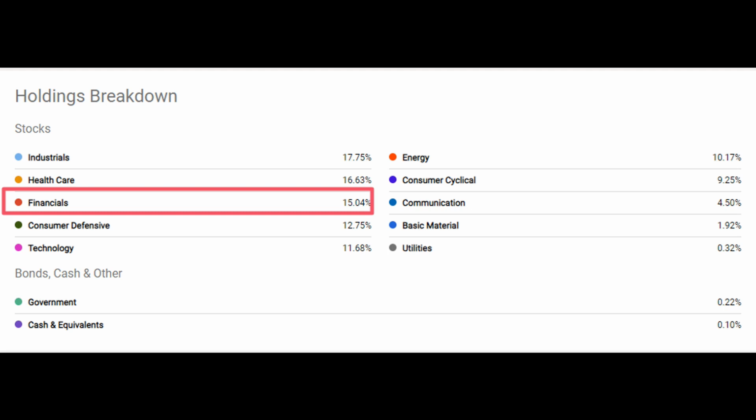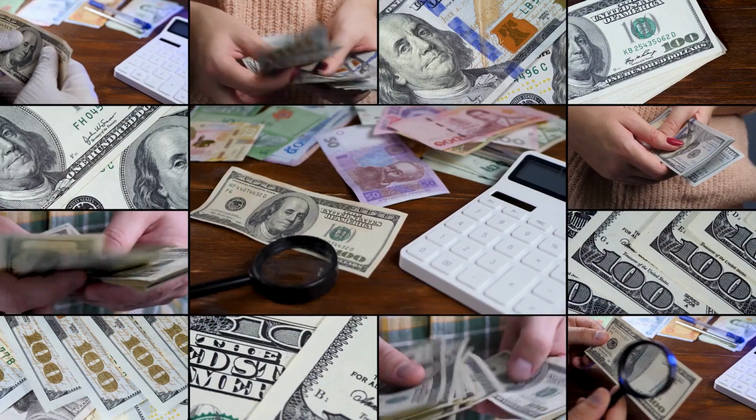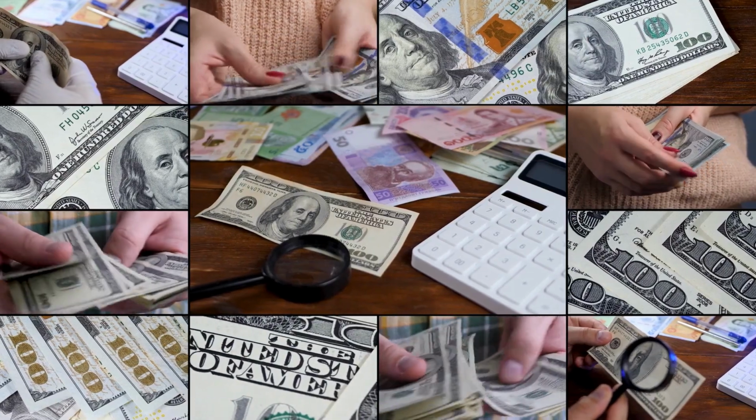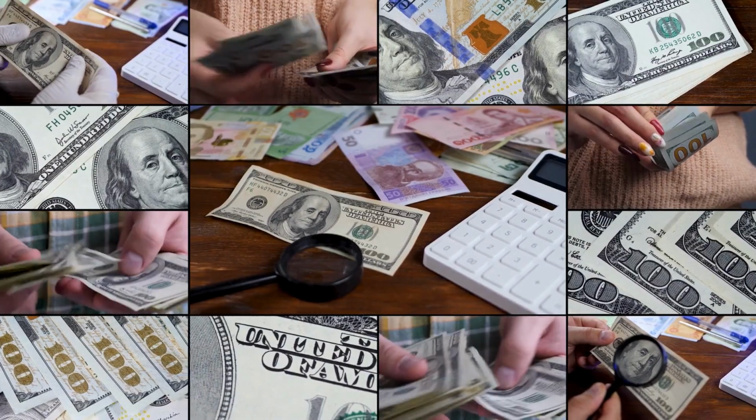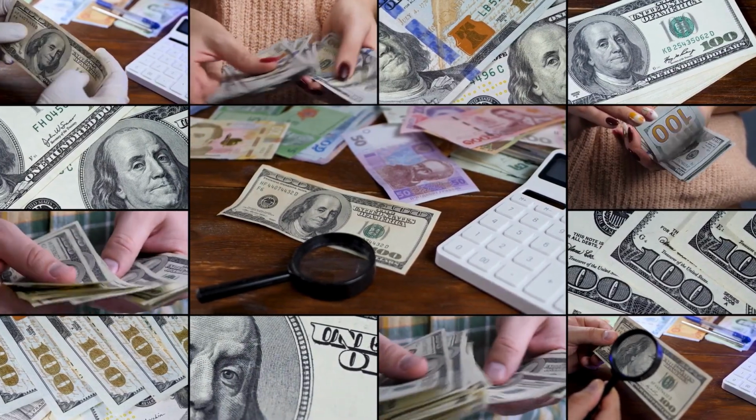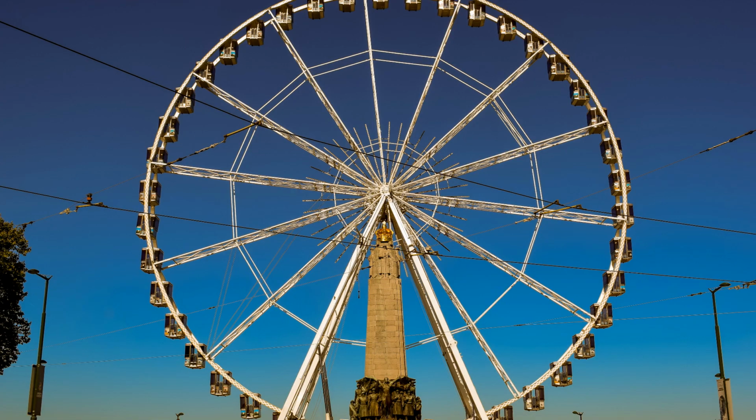Okay, next, financials. The financial sector includes companies related to banking, insurance, investment, and financial services. These companies provide services such as loans, savings accounts, insurance policies, investment opportunities, asset management, etc. The financial sector is generally considered cyclical because its performance is closely tied to the broader economy, and it tends to do well during periods of economic growth, but may face challenges during economic contractions.